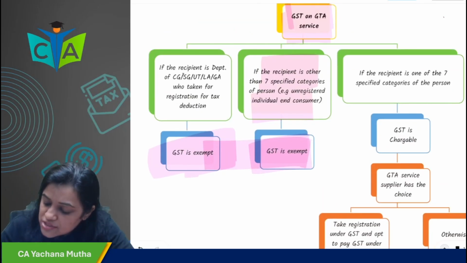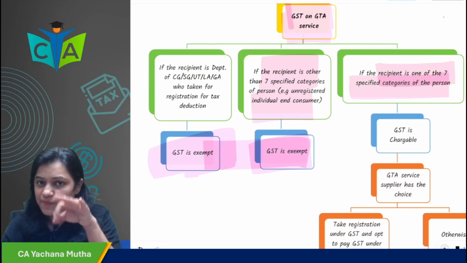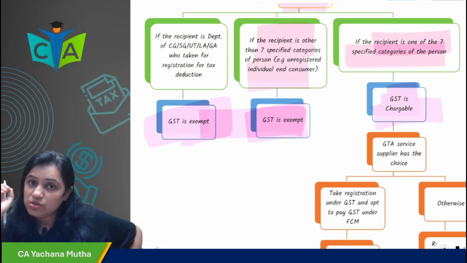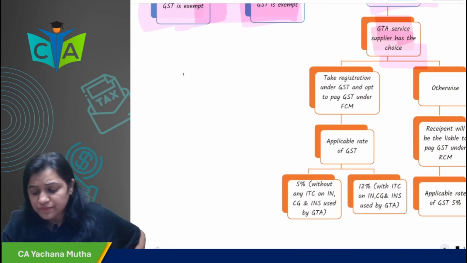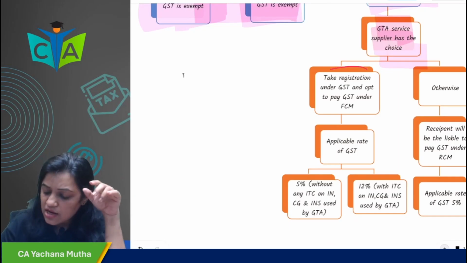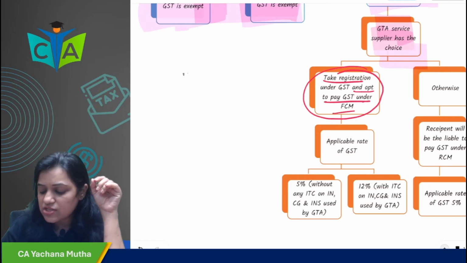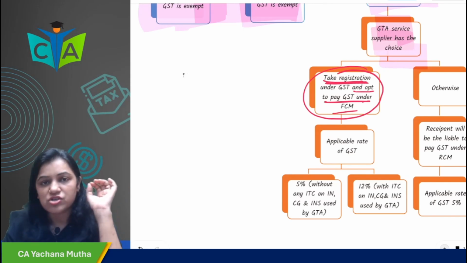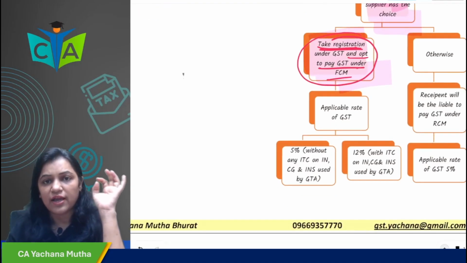Now, if the recipient is one of the 7 specified categories of person, then GST is chargeable. Now, who will discharge the GST liability? The GTA service supplier has the choice. He can take registration under GST and opt to pay tax under forward charge mechanism.